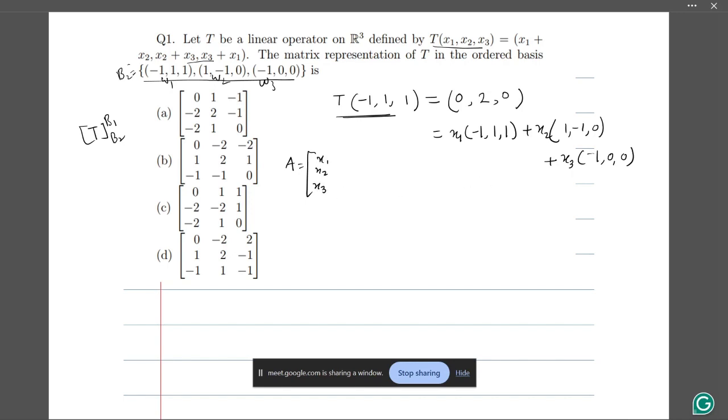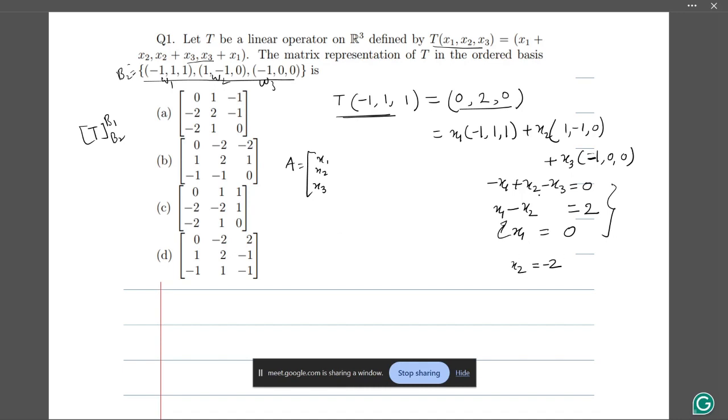So let's calculate here. Minus x1 plus x2, minus x3 is equal to 0. The second equation we get by equating coordinate-wise: x1 minus x2 is equal to 2, right? And the third equation is just x1 is equal to 0. Using these three, we get x1 is equal to 0, then x2 is equal to minus 2, right?